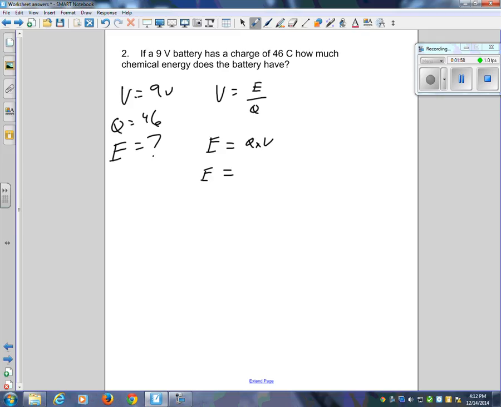So the charge is 46, voltage is 9, 46 times 9, 414 joules of energy. That is our final answer. Again, we wrote what we did know, what we needed to know, wrote the formula, substituted, lined up my equal signs, units, bottom right-hand corner.